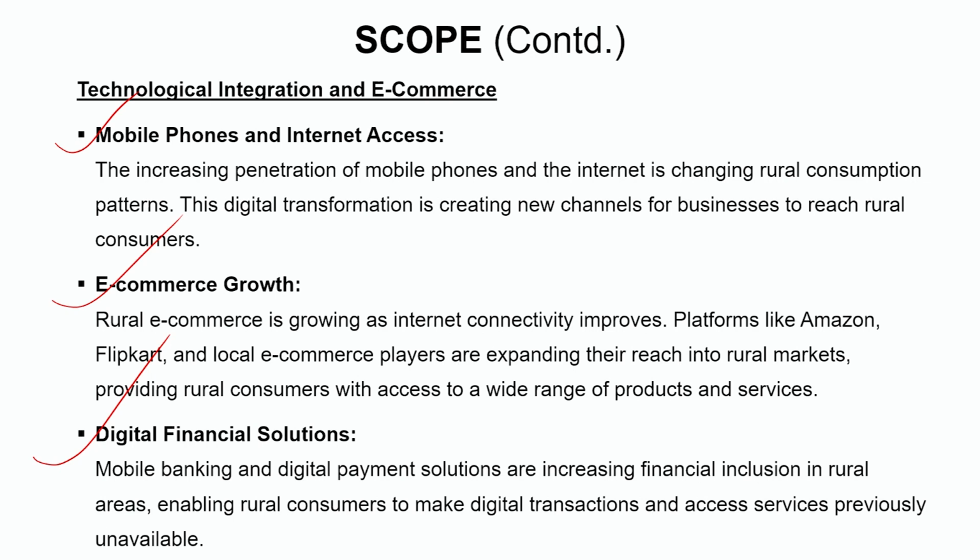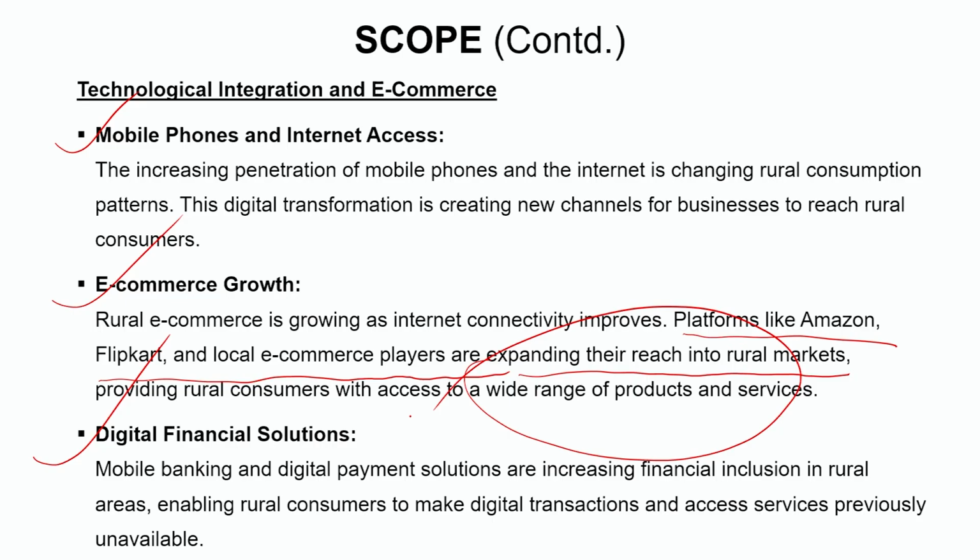Second, we see the economic growth we talk about: platforms like Amazon, Flipkart and local e-commerce players are expanding their reach into rural markets, providing rural consumers with access to a wide range of products and services. Now, this is a good sign for rural consumers, because with the venture of the e-commerce platforms, players like Amazon or Flipkart are extending their businesses, serving the customers and providing services which are going to be more satisfying to them.